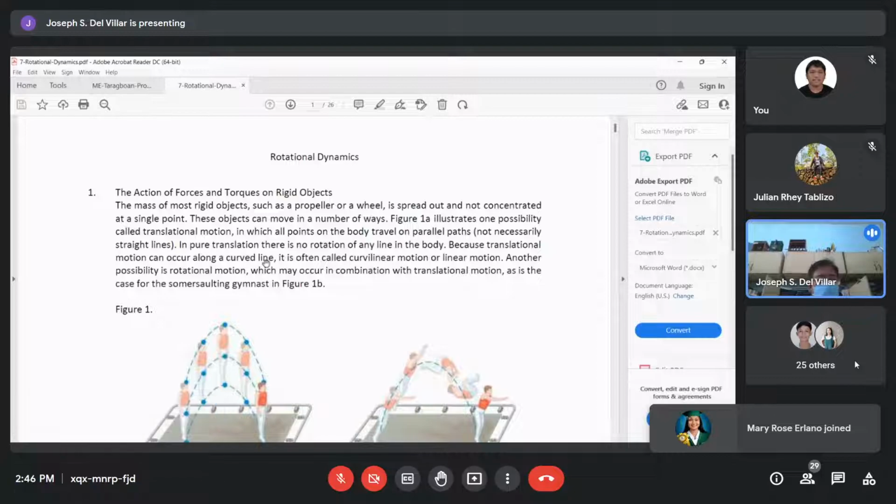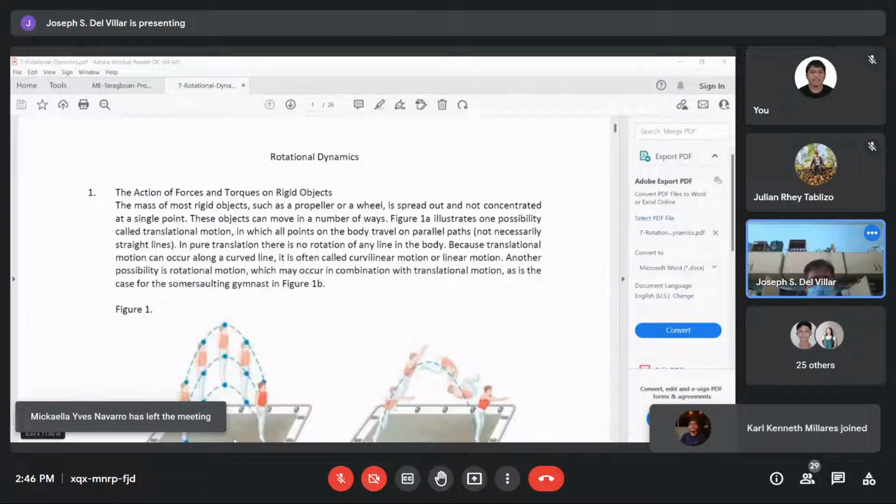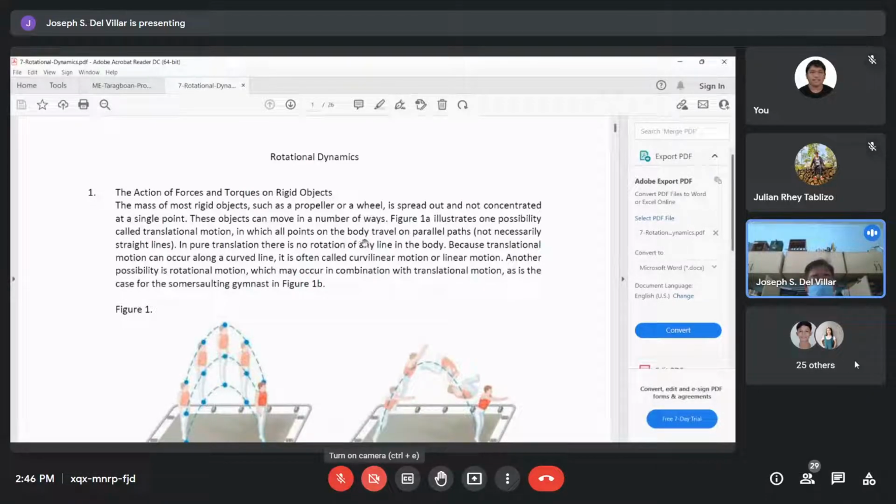So we have here the mass of most rigid bodies, such as a propeller or a wheel, is spread out and not concentrated at a single point. Now, these objects can move in a number of ways.